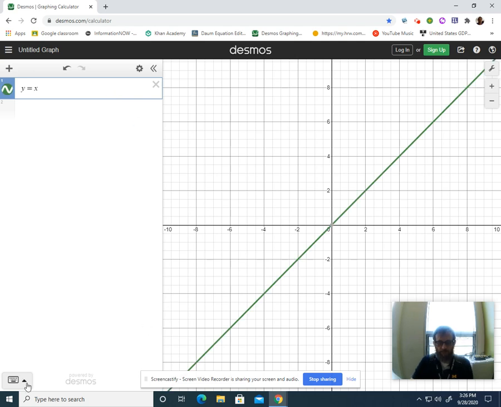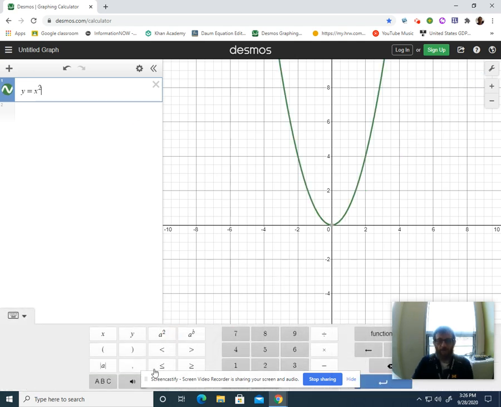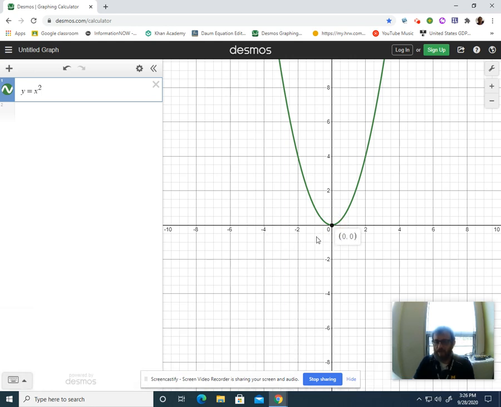Quadratic equations are equations with a squared term in them. This is the base quadratic equation, y equals x squared. Its vertex, that low point called the vertex, is at 0, 0. Now, the same thing goes. I can shift this all over the place.